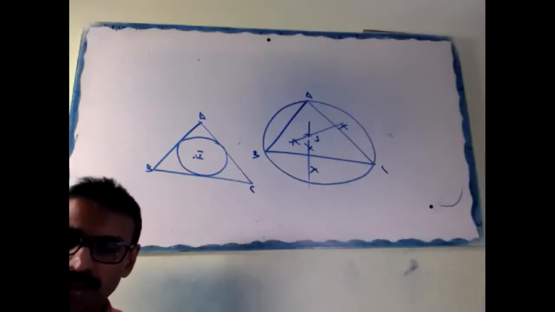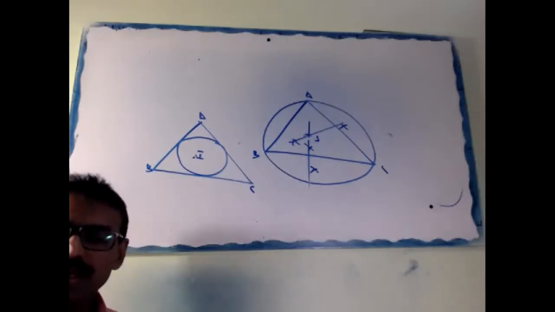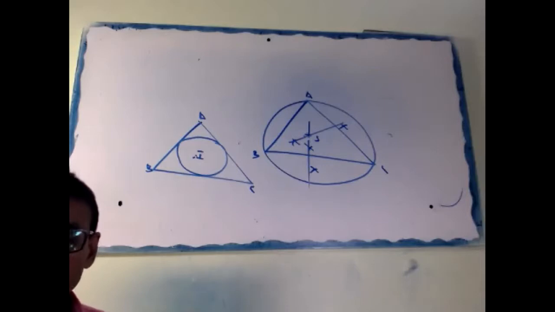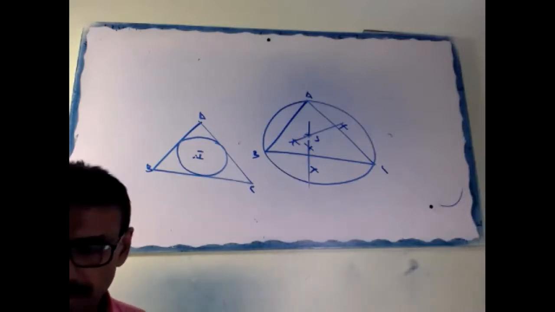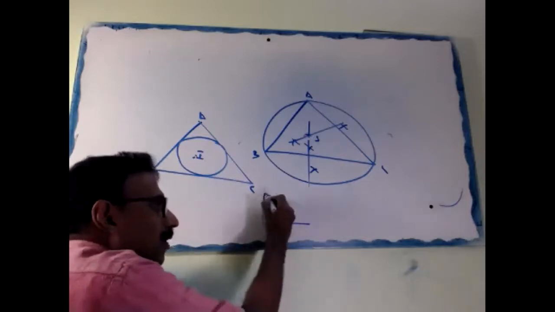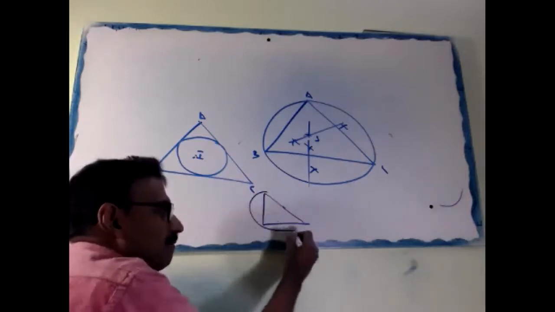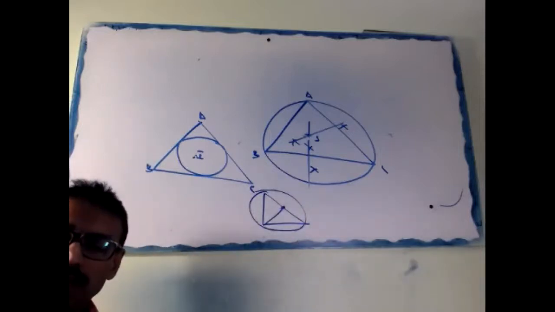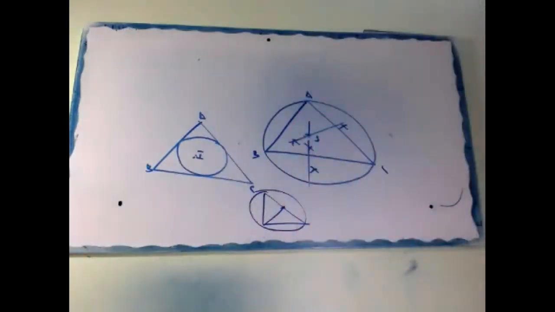Then one important point: in a right triangle, circumcenter is the midpoint of the hypotenuse. That is a very important point. We just write that one. In a right triangle, in a box you write, maybe a question comes like that. Suppose a shaded area and you want to find the center here. Okay, this is the center. In a right triangle, circumcenter is the midpoint of the hypotenuse.